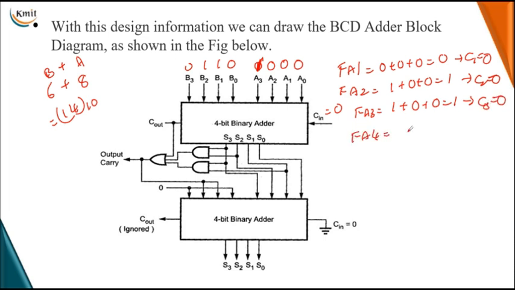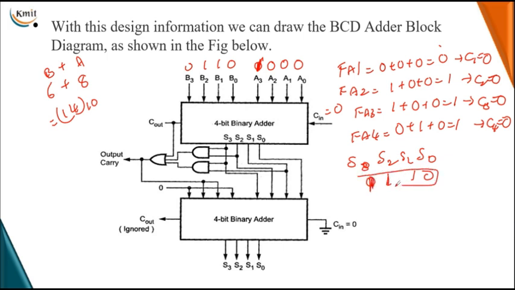FA4, the last full adder, has the inputs B3 is 0, A3 is 1, and carry input is 0. The summation output is 1 with the carry output of the last full adder being 0. Now the S3, S2, S1, S0 outputs are 0, 1, 1, 1. So this is an invalid state in BCD summation.